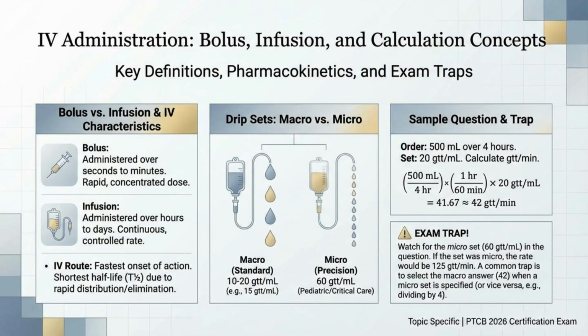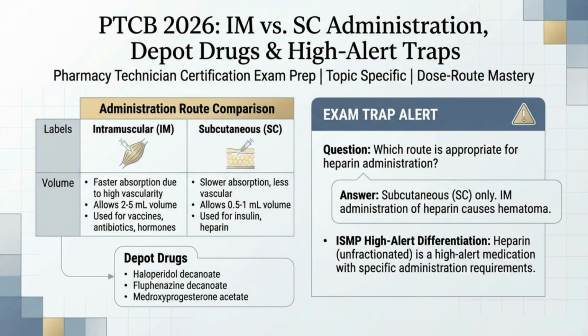When calculating IV drip rates, watch for the microset, which typically means 60 drops per milliliter, a common source of exam errors. Intramuscular, or IM, absorption is faster due to high vascularity, allowing for larger volumes. Subcutaneous, or SC, is slower and less vascular. IM administration of heparin is inappropriate because it causes hematoma, making SC the correct route for heparin.